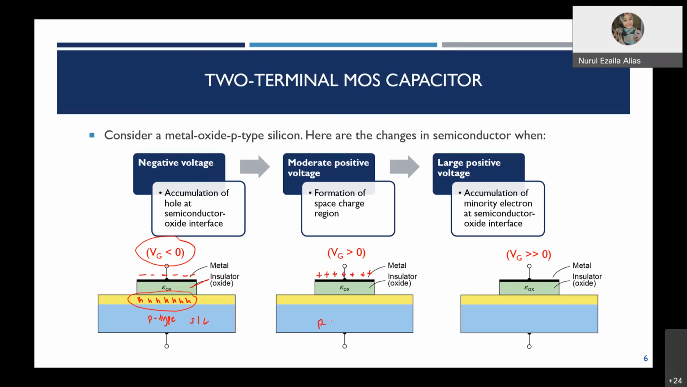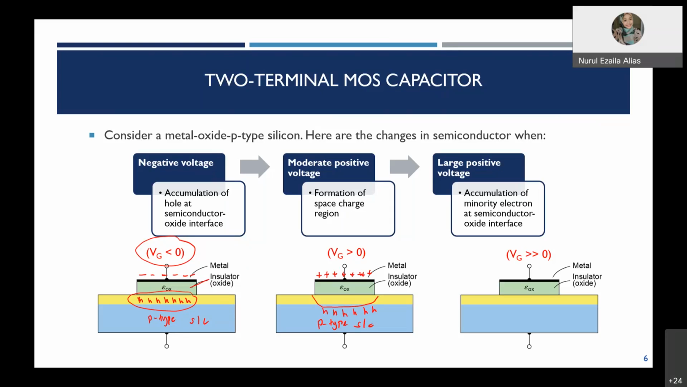So again, this is a p-type semiconductor. So what will happen here? Since it is p-type, the majority carriers are holes, so holes will be repelled away from this positive voltage. So there will be a region where holes are repelled away from this positive metal plate.